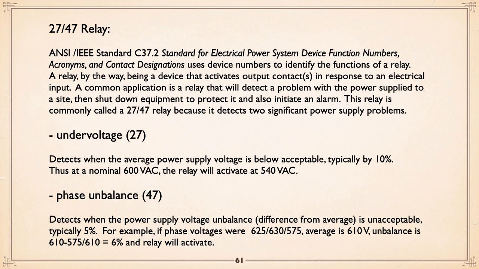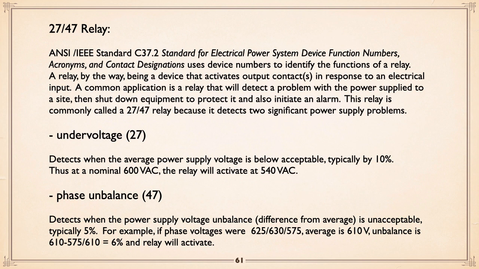Phase unbalance. If it detects that the power supply voltage amongst the three leads is unacceptable, a variation of up to 5%. Now, in each case, you're measuring between two leads. Say the voltage between 1 and 2 is 625, between 2 and 3, 630, and between 3 and 1, 575. The average is 610.